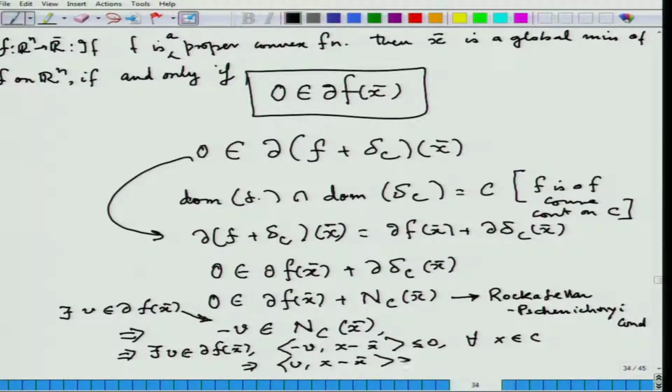So, now we have improved upon our initial understanding, our initial optimality condition. We have shown that I can have a fixed v which will work for all the x's. So, I will have a fixed v such that v into x minus x bar is greater than or equal to 0 for all x. So, the Rockafellar-Pshenichnyi condition can be written down. So, we have strengthened the optimality condition which we did in the last lecture.